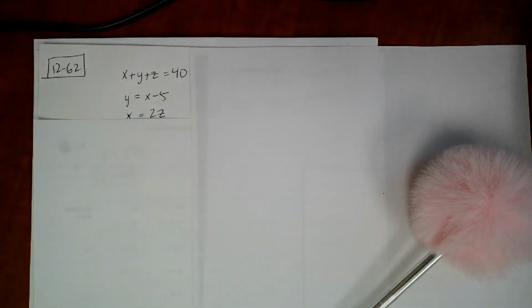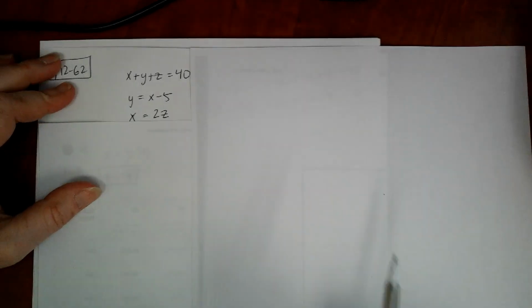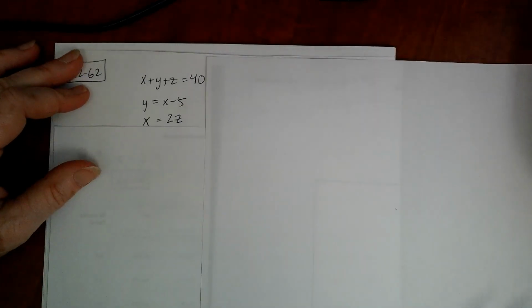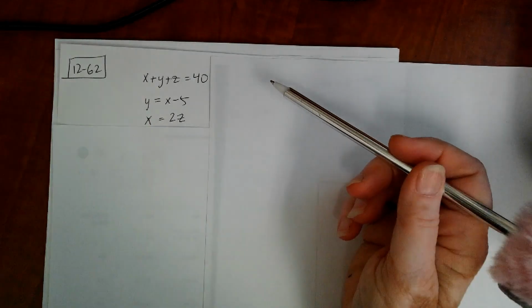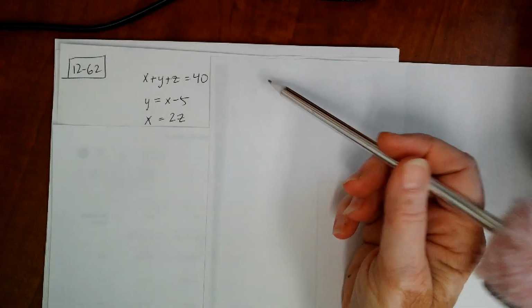Here's Integrated 3. This is problem 12-62. It's a system of equations for us to solve. We've got 3 equations and 3 unknowns. So we're going to use substitution or elimination.